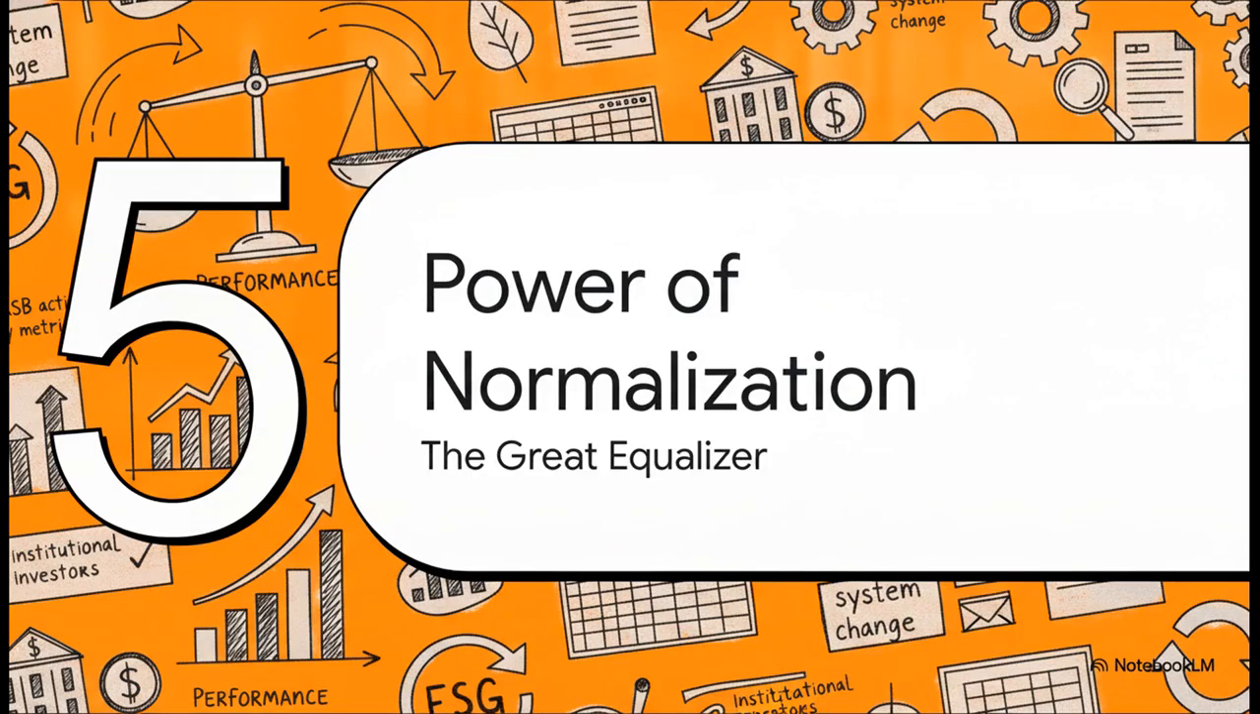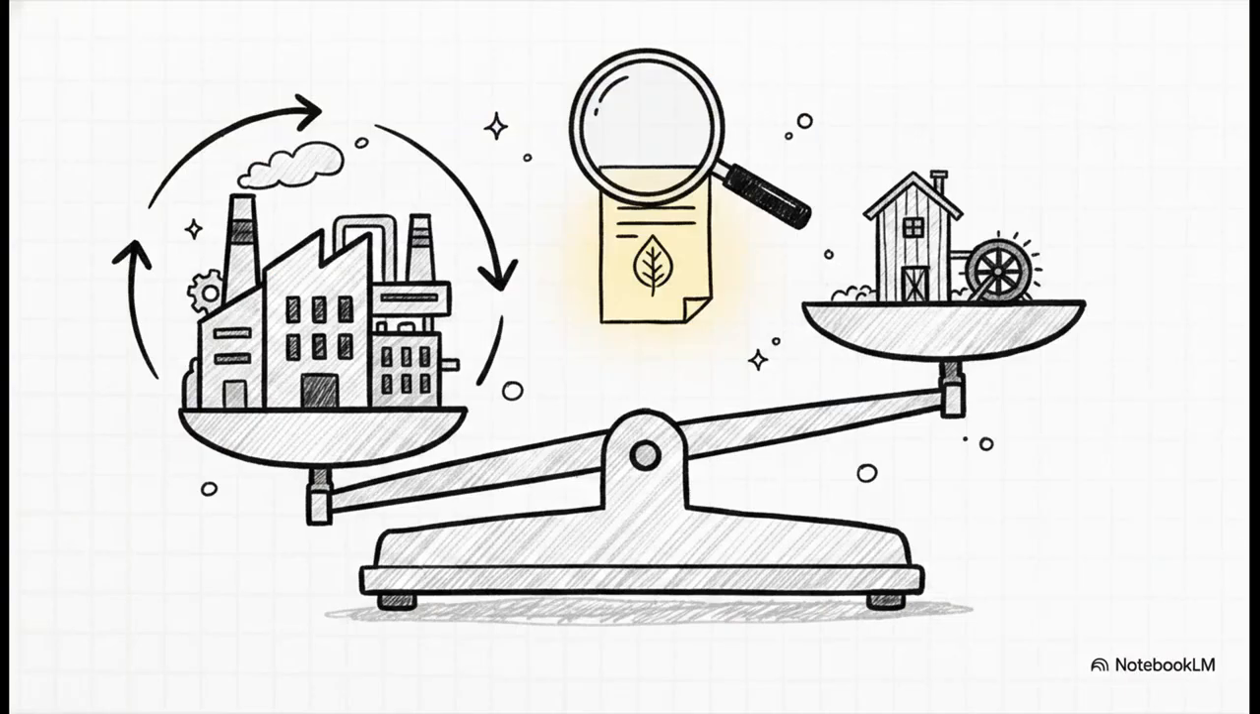Section 5. The power of normalization. So as you can see, normalization really acts as the great equalizer. These activity metrics allow investors to see who is actually manufacturing paper and pulp most sustainably per ton, not just who happens to be the smallest operator in the market. It rewards the companies that are actually investing in efficient technology, closed-loop systems, and better resource management, even if they're massive global giants. It brings transparency, fairness, and true comparability to the entire pulp and paper sector.